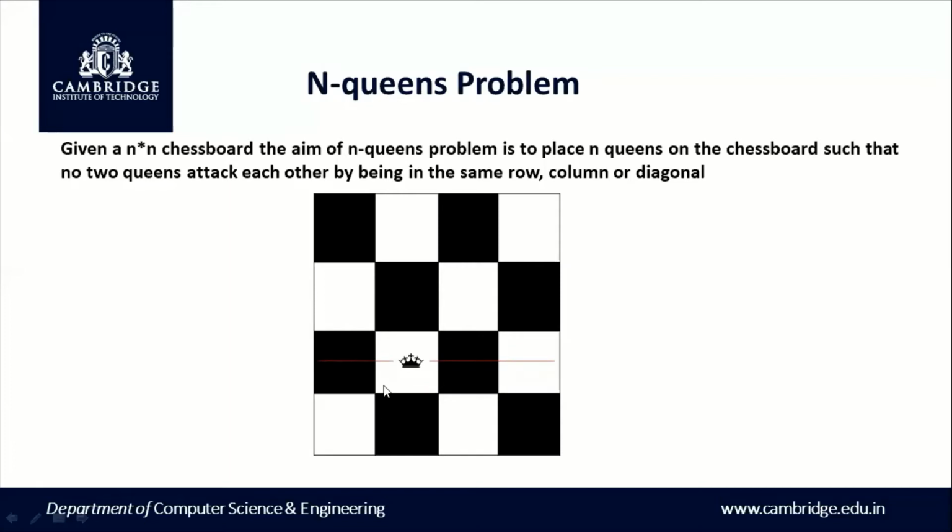Okay, you cannot place another queen in the same column, and you cannot place another queen across the diagonals. These are the attacking positions, which means if you have placed a queen here, in this row you cannot place a second queen. In this column you cannot place a second queen. Across both the diagonals, you cannot place a next queen.